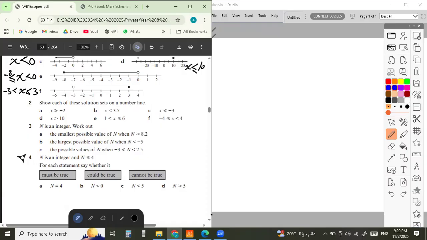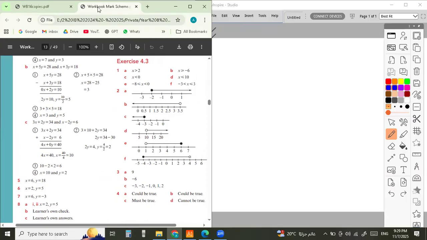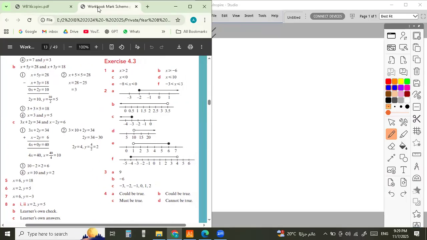Show each of these solution sets on a number line. You're going to find here, as you see, x is greater than or equal to -2. If you want to get your answer, you have the answer key over there. Look at that. They have -2 already with a circle that is shaded because it's included, and it's moving to the right side because they said x is greater than or equal to -2. It's greater than -2. That's why they moved to the right side.